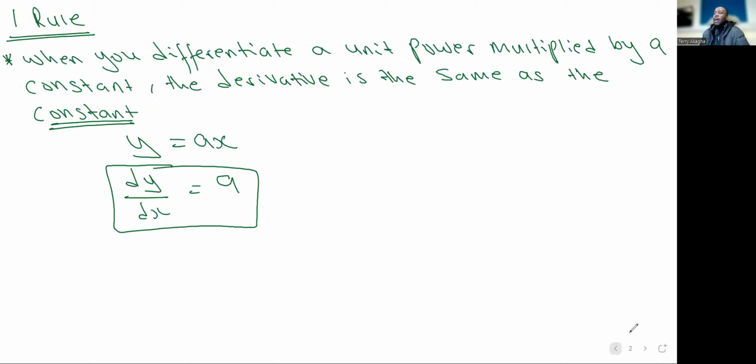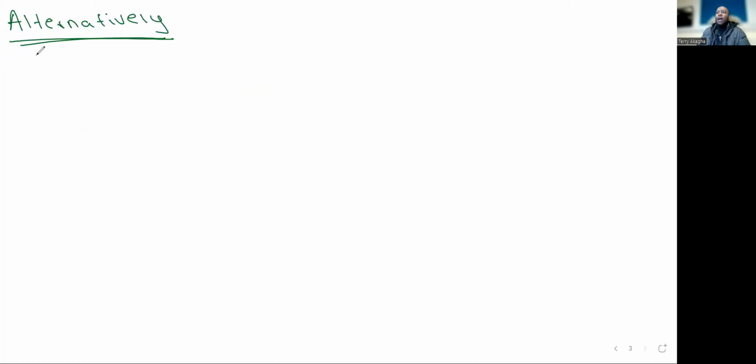Alternatively, I've talked about the power rule. If you've not watched my video on the power rule, please go back and have a look at it. So we can also use the power rule here. We have y is equal to a x raised to power 1. So we're going to use the power rule with a constant here. I told you that for dy over dx, you bring down this 1 and multiply by the constant.